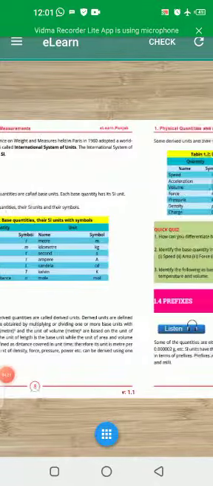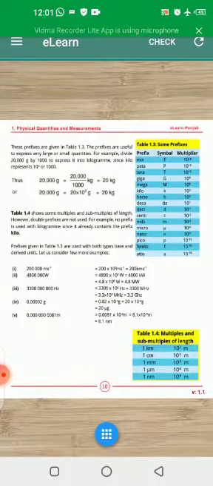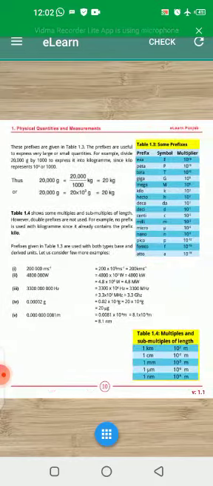Our next topic is prefixes. What are prefixes? Prefixes are some number or a word which we add before a physical quantity. For example, kg. When we use kg, it means kilogram. So kilo is a prefix which we use before the unit or after the digit.